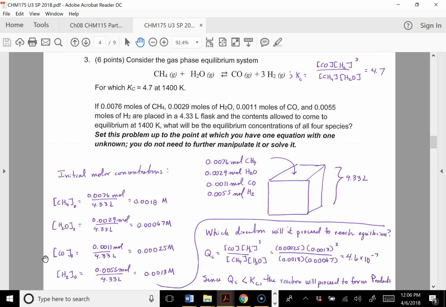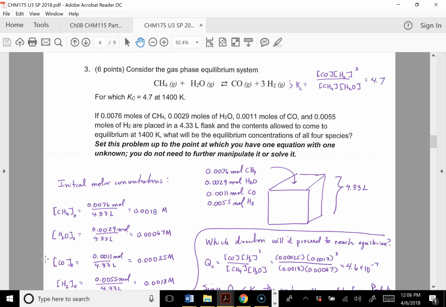Now for this next one, we were given the molar concentration of everything. This is the one where you didn't have to solve it all the way, so we're going to end up with an answer that has some X's in it. First off the bat, we need to come up with the initial molar concentration of everything. We can do that using the moles and the volume to come up with the initial molarity.